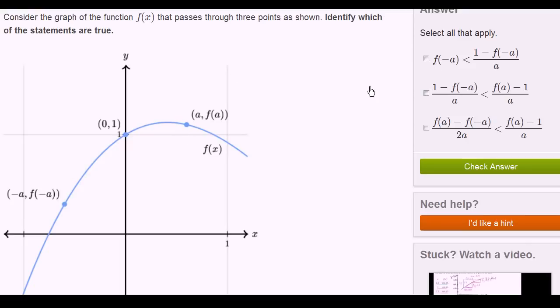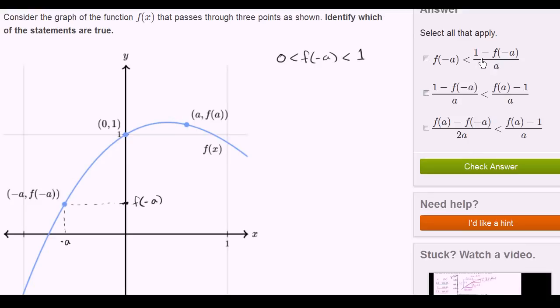So f of negative a, where do we see that here? Well, this is f of negative a. This is the point x equals negative a, and this is y is equal to f of negative a. So this is f of negative a right over here. And what we know about f of negative a, based on looking at this graph, is that f of negative a is between 0 and 1. So we could write that 0 is less than f of negative a, which is less than 1. So that's all I can deduce about f of negative a right from the get-go.